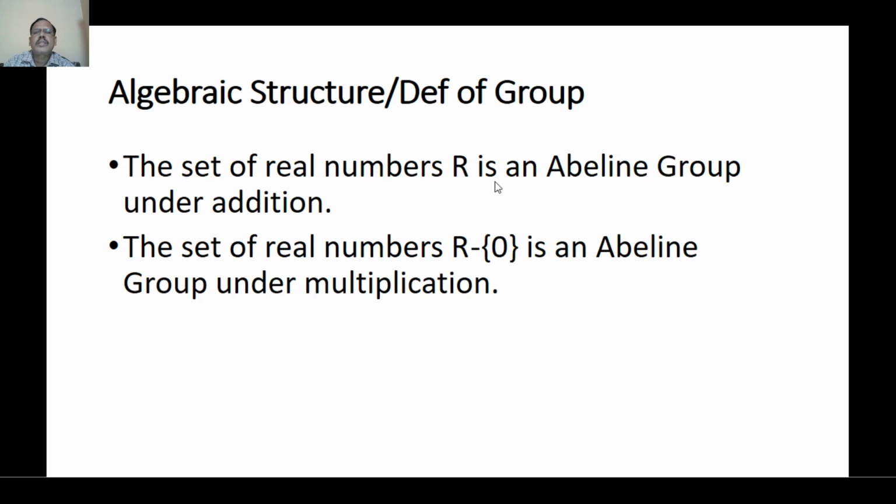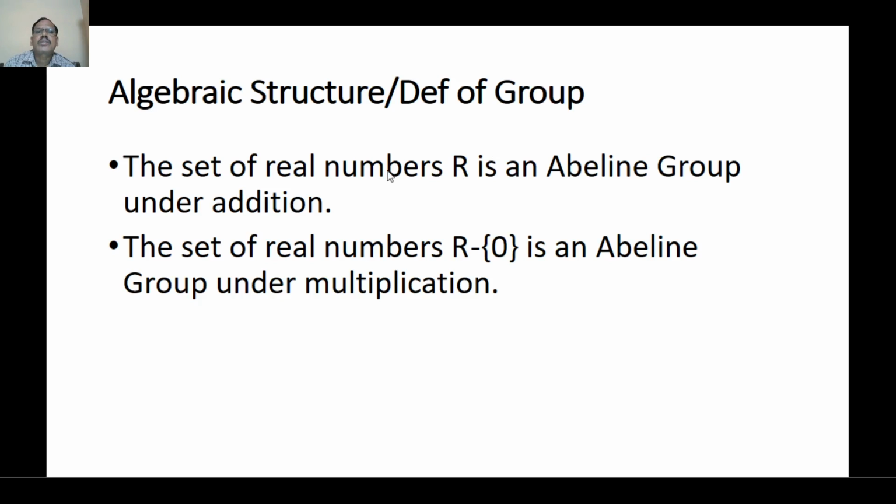The set of all real numbers R is also an abelian group under addition. It is the union of rational and irrational numbers, and it satisfies all the properties: closure, associative, identity, inverse, commutative property. Same like that, and 0 acts as the identity element, and minus 2 is the inverse of 2, minus 3 is the inverse of 3, minus root 2 is the inverse of root 2, minus root 5 is the inverse of root 5, like that.